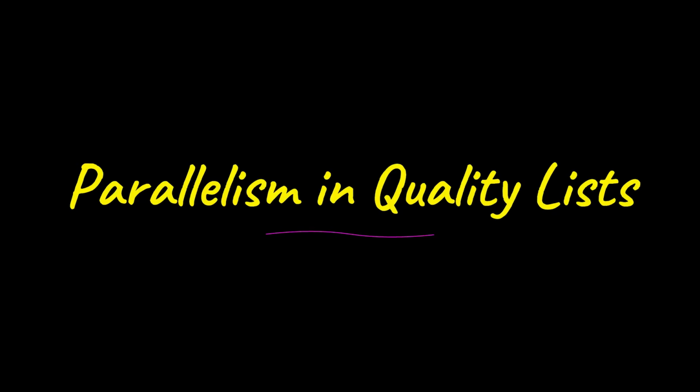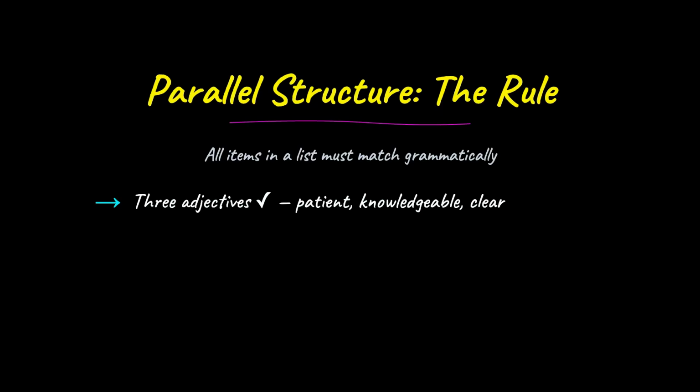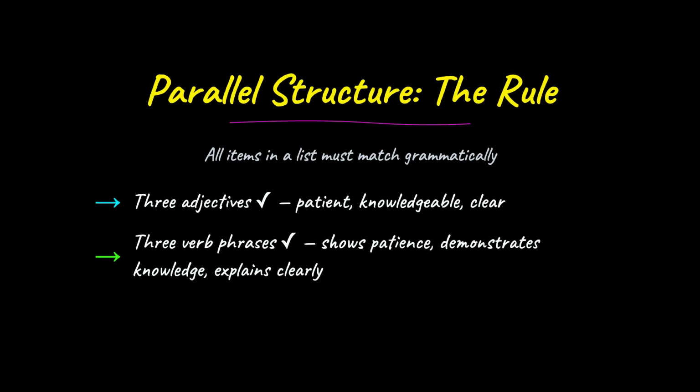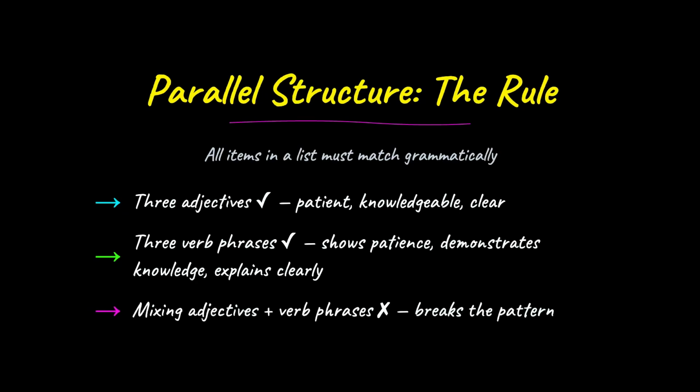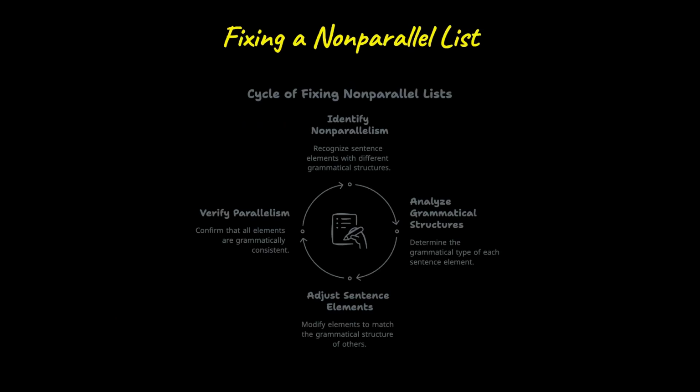Every item in a series must share the same grammatical form. Whether your list contains adjectives, nouns, or verb phrases, every item must belong to the same category. Mixing types, say, two adjectives followed by a verb phrase, breaks the parallel pattern and makes the sentence feel off, even when the meaning is obvious. Take this classic example. The instructor is patient, knowledgeable, and explains things clearly.